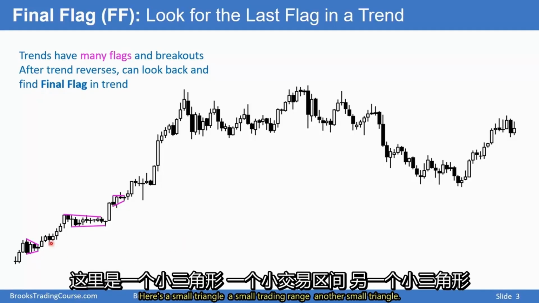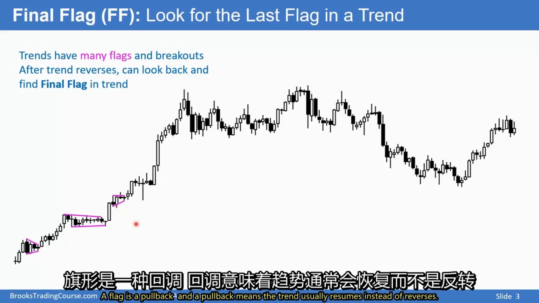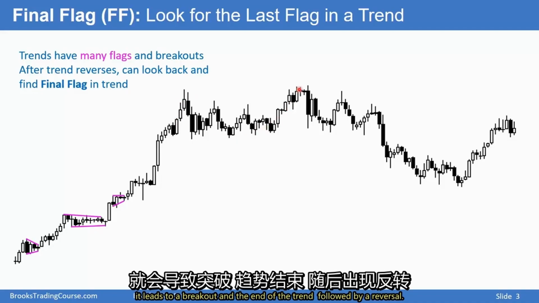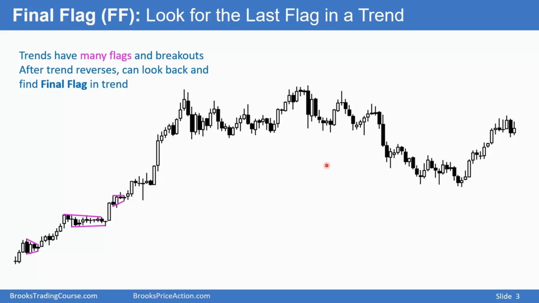Here's a small triangle, a small trading range, another small triangle. A flag is a pullback, and a pullback means the trend usually resumes instead of reverses. However, at some point you get a flag, it leads to a breakout and the end of the trend, followed by a reversal.